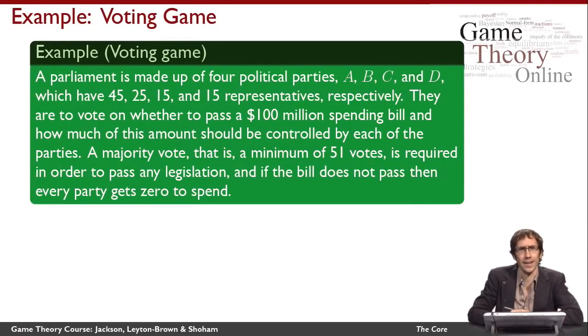Let's begin by looking at an example, which we're going to call the voting game. We're going to think about a parliament that consists of 4 political parties, which we'll call A, B, C, and D. Each of these parties have different numbers of seats in the parliament, 45 seats, 25, 15, and 15 respectively. The parties have to vote to decide whether to pass a spending bill of $100 million, and also to decide amongst themselves how to divide that spending between the parties.